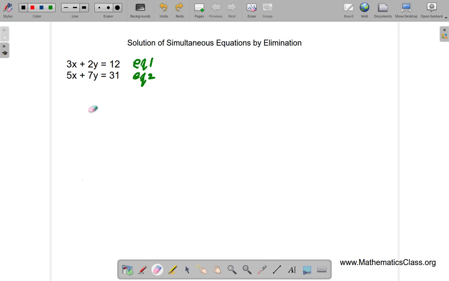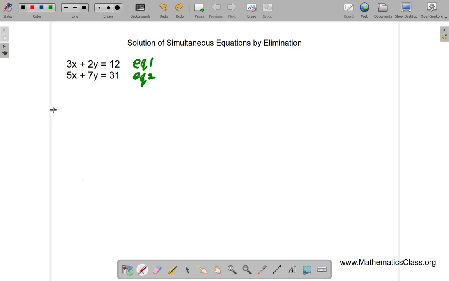Equation 1 has the two unknowns x and y. Same thing for equation 2, two unknowns x and y. Now, you can always add two equations or subtract two equations in order to form a new equation and see if that new equation has only one unknown. Alright, so let us try to eliminate x or y.